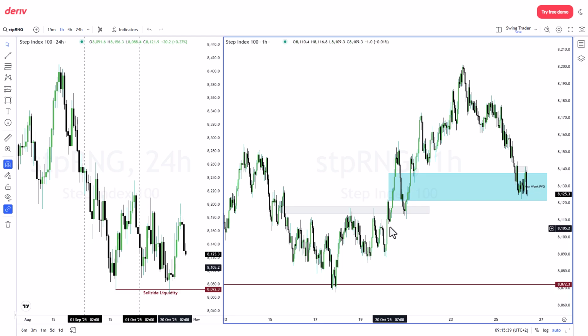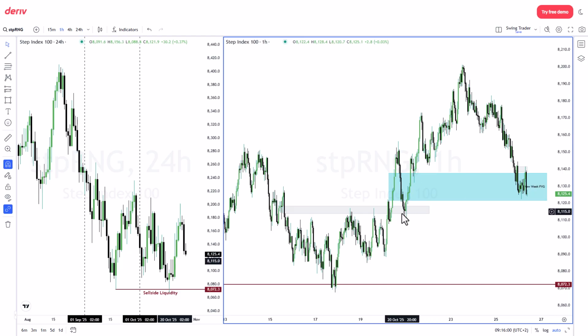It's huge. We don't fill the fair value gap. Okay? It goes higher. It comes back. We have this inversion fair value gap, and we have this inefficiency. We have two fair value gaps agreeing with one another. The price action wants to go higher.